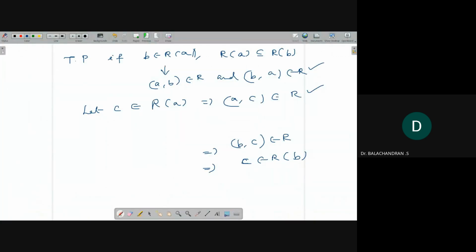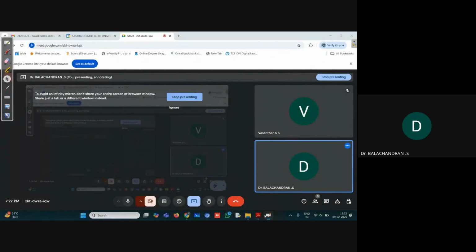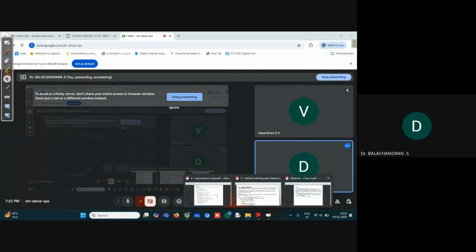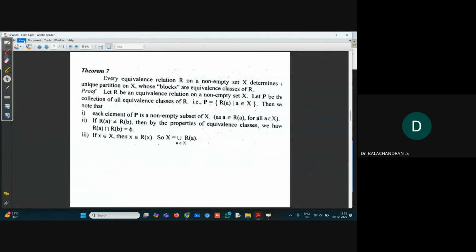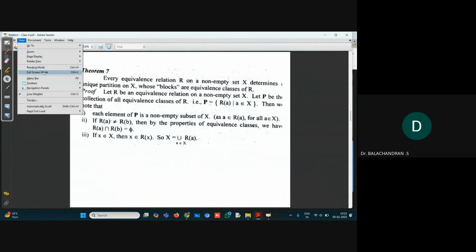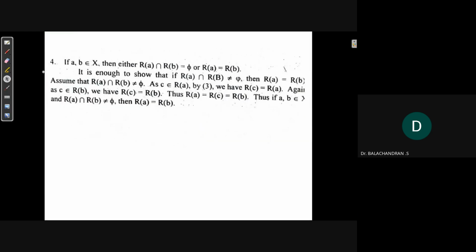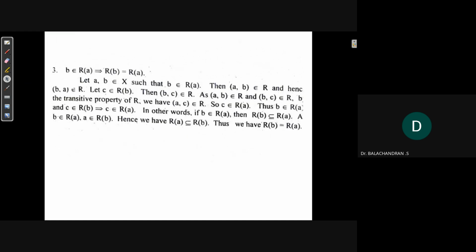Okay, next one is... so I think I proved property number 3.